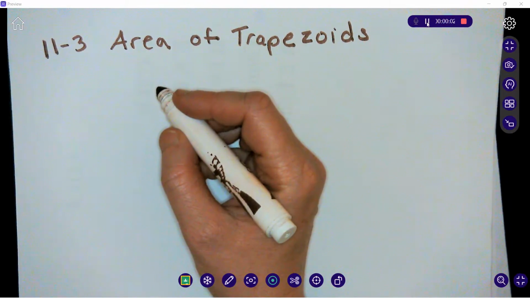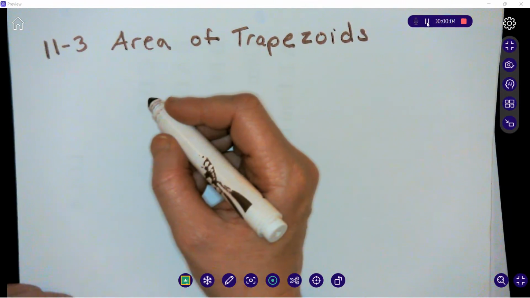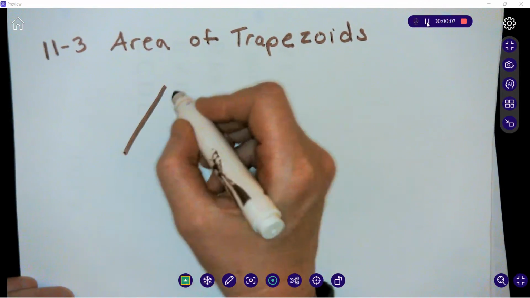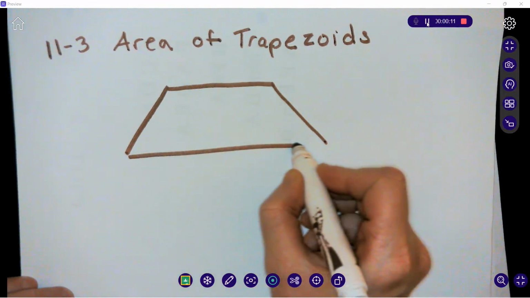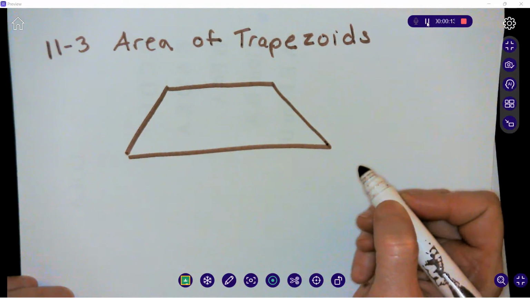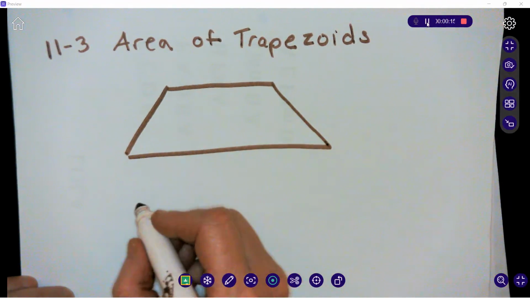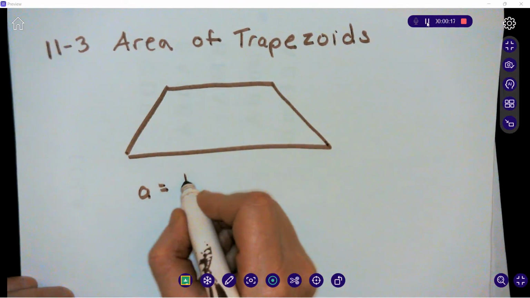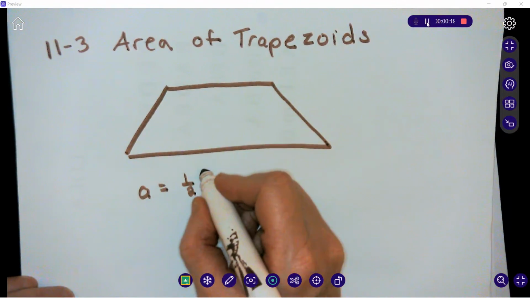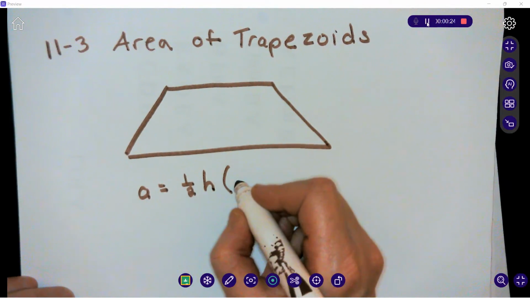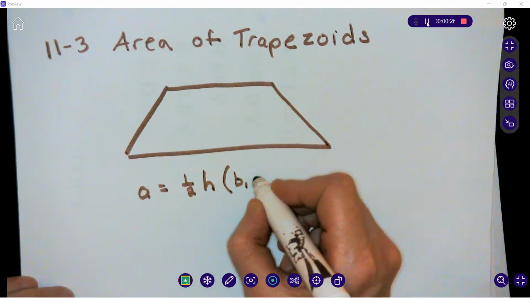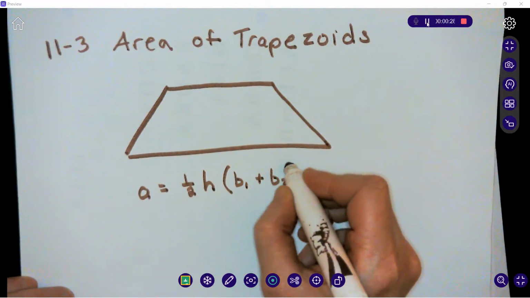Now we're going to look at the area of a trapezoid. So let's draw ourselves a trapezoid here. Okay, the area of a trapezoid is equal to 1/2 times the height times the sum of the bases. So I'm going to call one base 1 and one base 2.